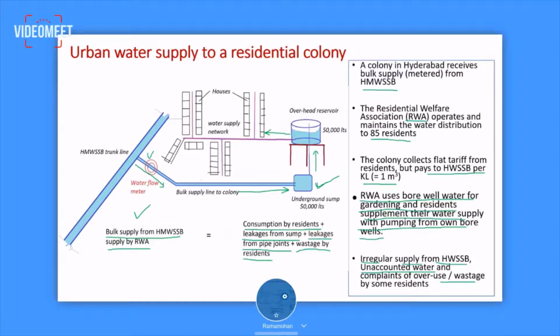And then if you look at the major components that are causing losses to us, one is the leakages from the sump, which is a very obvious one, which can be measured and easily detected. If it is rectified, then there is a possibility of saving a lot of supplied water from leaking to the groundwater.